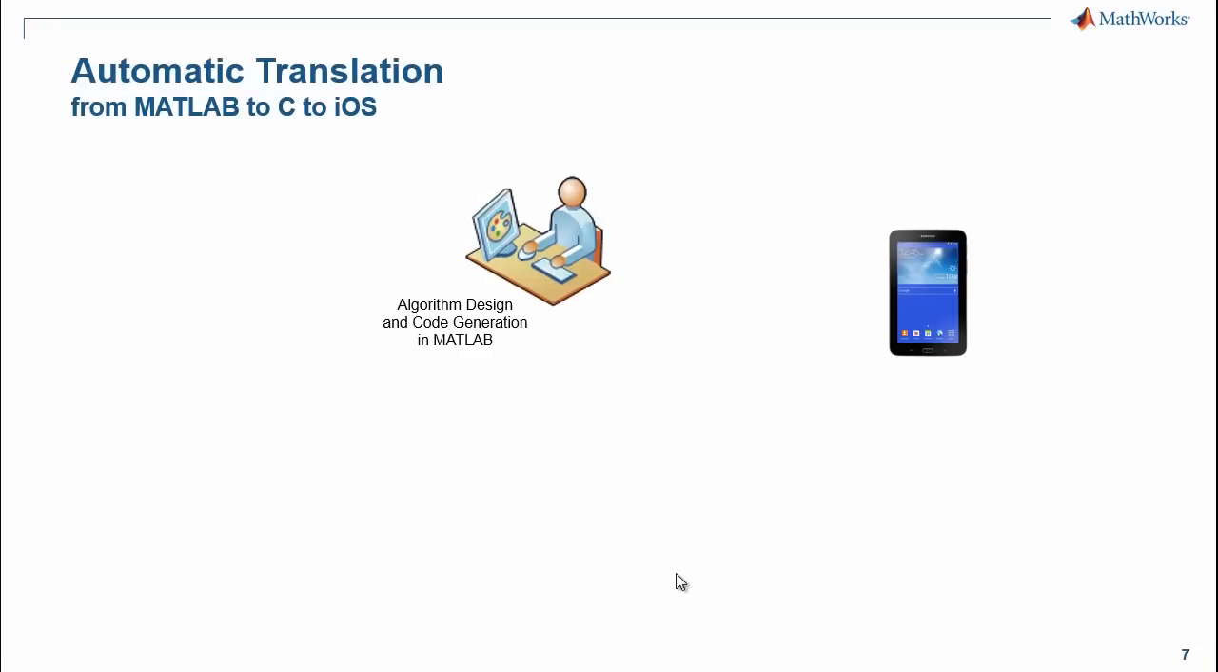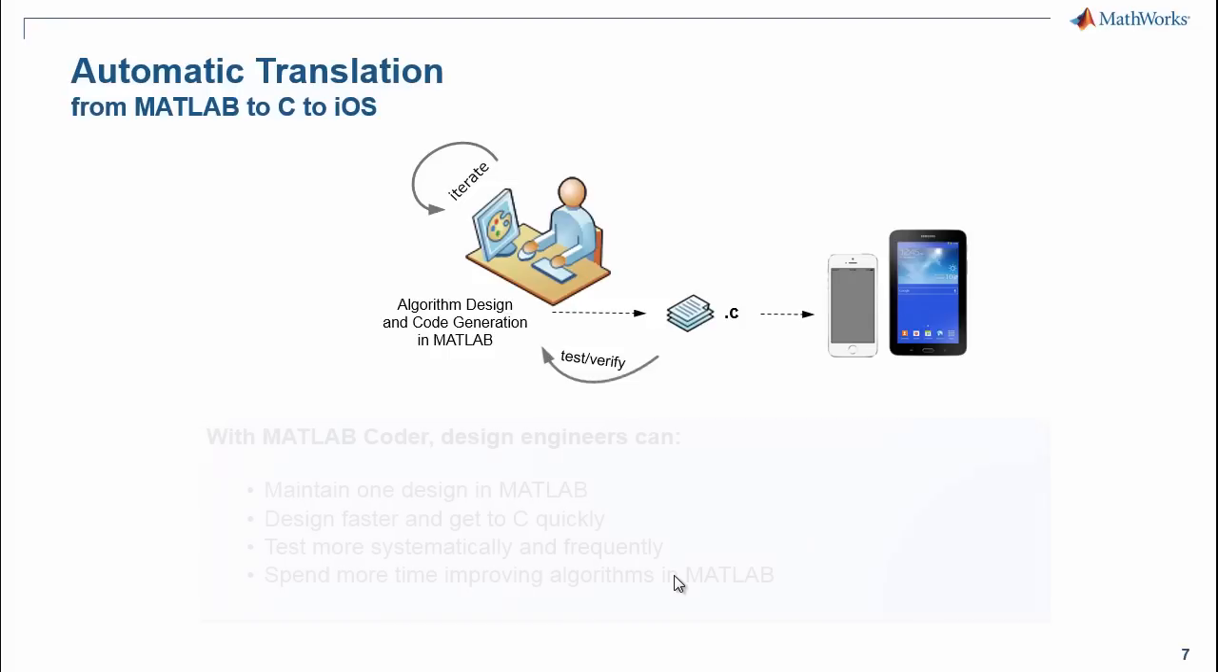So with automatic translation of your MATLAB algorithm to C, you spend much less time writing and debugging low-level C code and more time developing and tuning your algorithms. And so once you're happy with your MATLAB code, you start generating MEX files automatically, and you can bring it back into MATLAB to verify the compiled execution of your generated code. And so from there, you can generate source code and integrate it into your app.